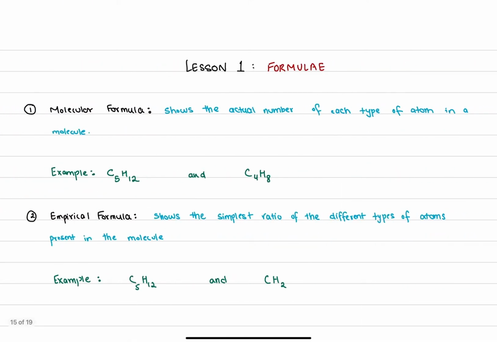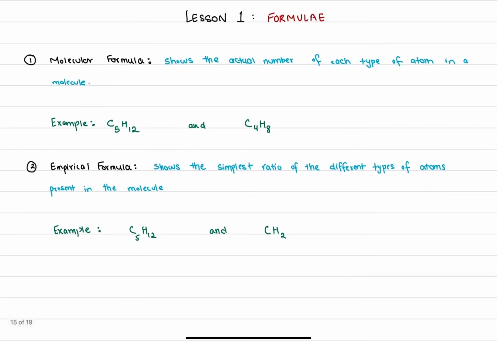Now the next thing that we will talk about is our empirical formula. The empirical formula actually shows us the simplest ratio of the different types of atoms present in a molecule. So take for example our pentane. Now in this you can see that the ratio between carbon and hydrogen is 5:12. There's no factor that is common to both 5 and 12. So there's no way that I can simplify this further.